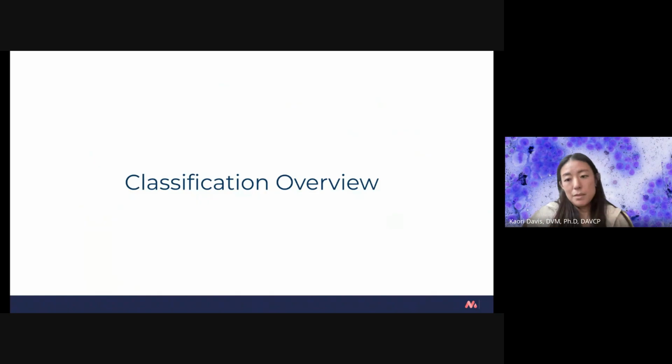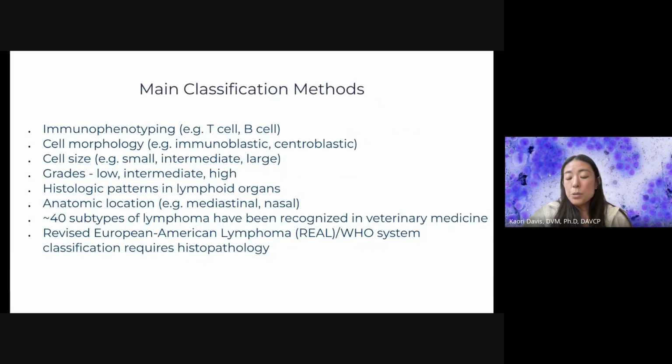So let's dive deeper into this lymphoma classification. There are so many tools that we can use and so many aspects of lymphoma classifications. We often use immunophenotyping, which will differentiate T cell versus B cell. The cell morphology is another important factor when it comes to differentiating the subtypes of lymphoma. Some lymphomas will have immunoblastic appearing neoplastic cells versus others will have centroblastic lymphocytes. Cell size is another common one. Some lymphomas consist of small lymphocytes, some are intermediate, and some are large.